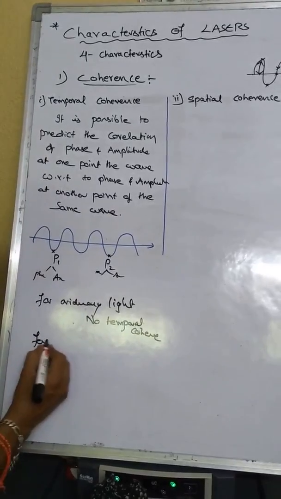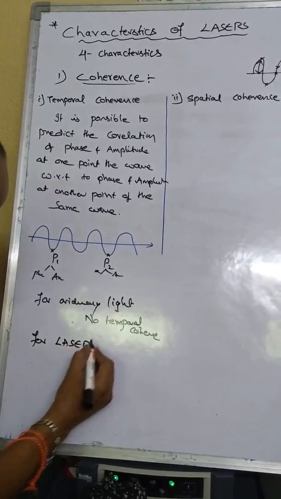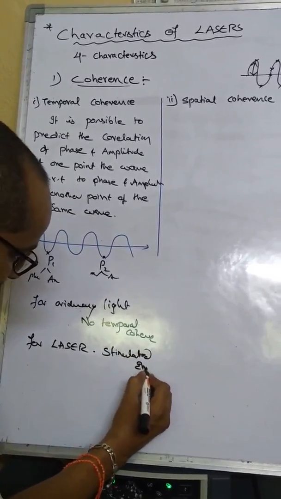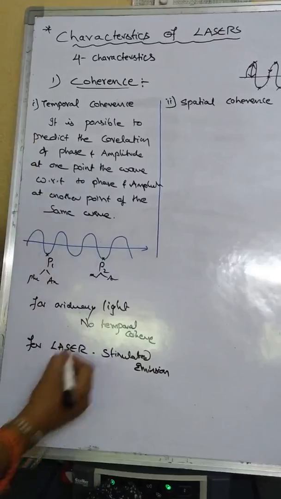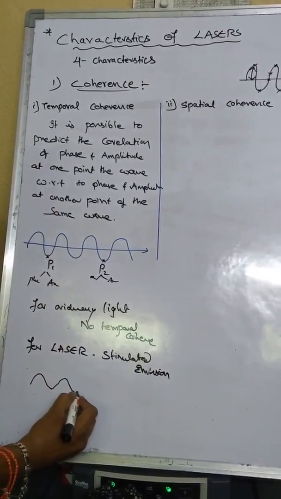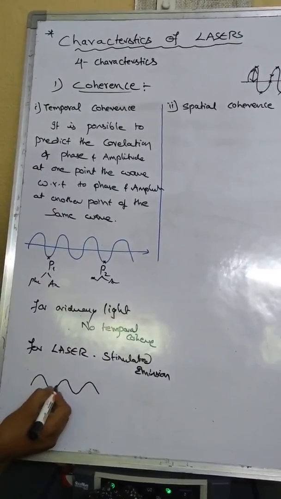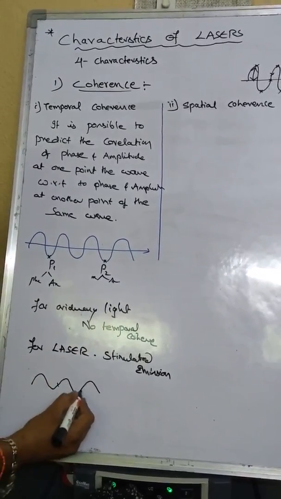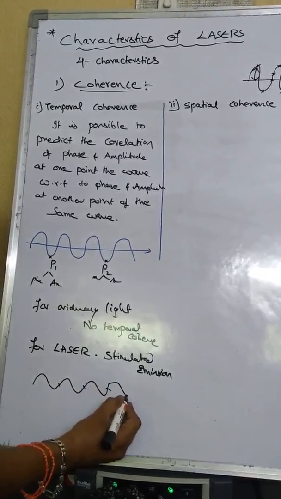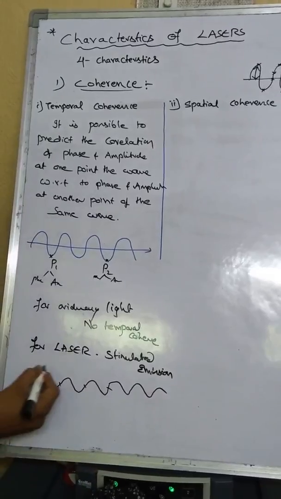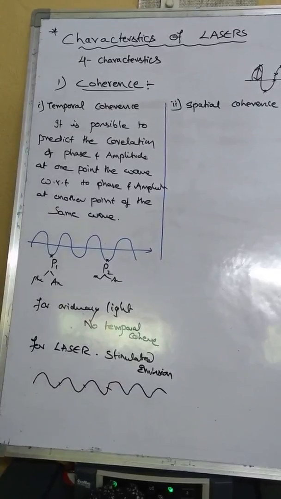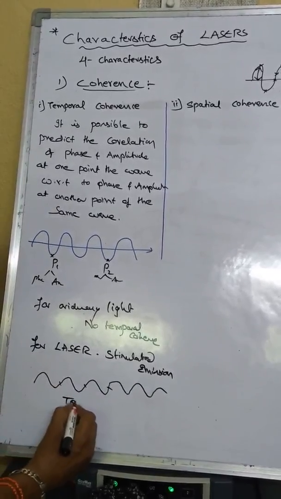But coming to a laser, this laser is due to stimulated emission. This stimulated emission creates a continuous emission. As a result, the waves will be overlapping with each other. So this is the emission for the first transition, and this is another emission for the second transition, and this is the third emission, or this is for the fourth atom or the fifth atom, like this. And as they are maintaining the coherence, they will be overlapping with each other, and they maintain a temporal coherence.